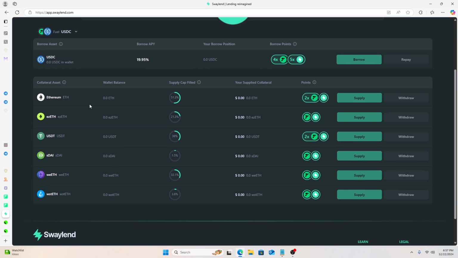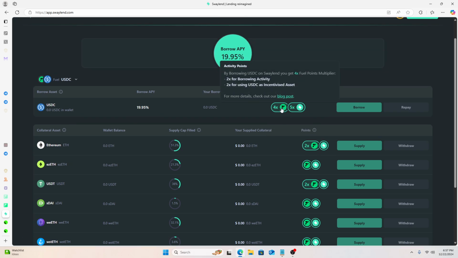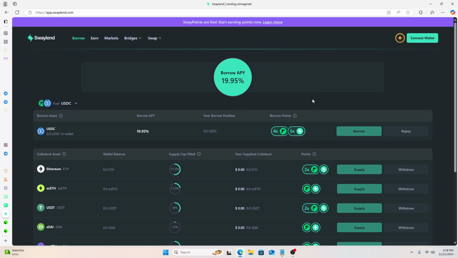Okay, so what I'll do here is I'll deposit ETH. It will earn you 2x Fuel points and also earn you Sway points. Then I will borrow against it. There's more returns on borrowing, 4x Fuel points and 5x Sway points. Now, even if it's the bare minimum, you are starting at the very beginning. Like this is a day old, or I mean days old. So I'll be looking into this as well.